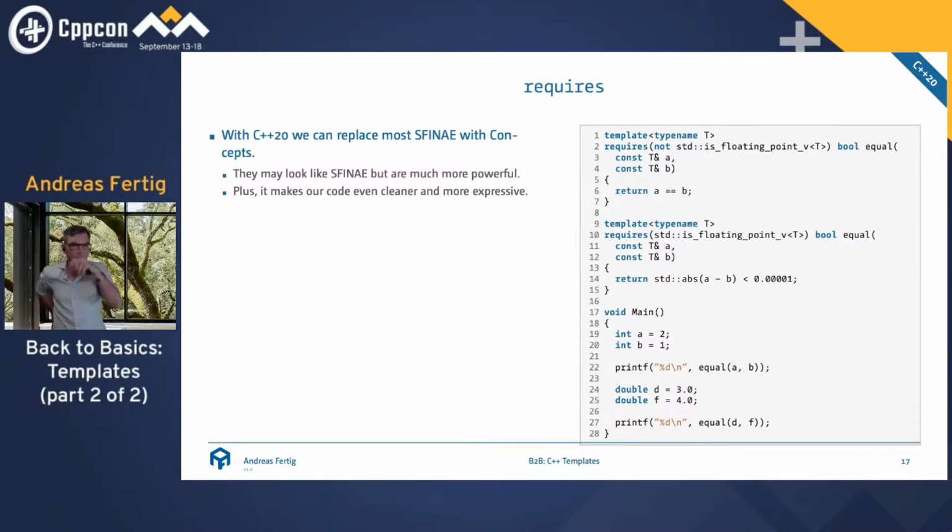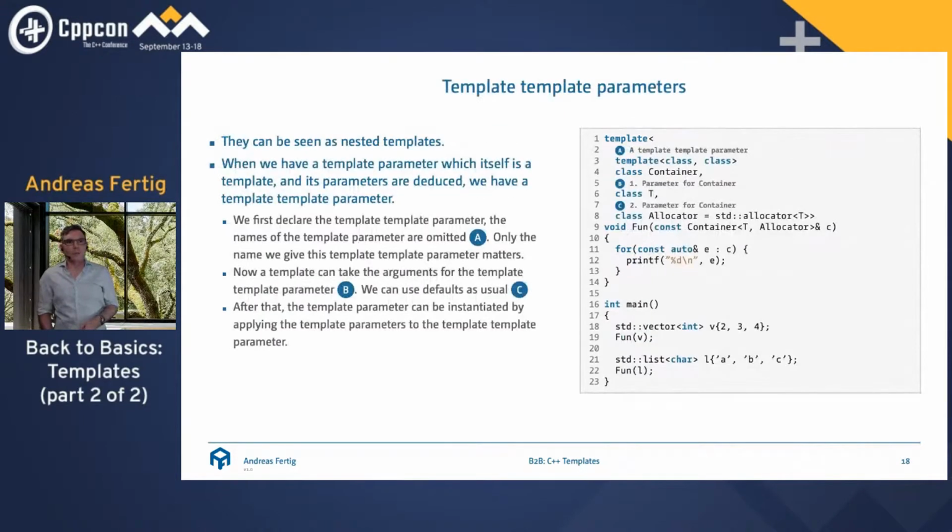And then we have finally template template parameters. You can see them as nested templates. We need them when we need to pass a template to another template. In my case here, I have this function fun that should take a container. It should take any container, but it should be a container. So it should not be a char array, something like this. It should be something like a std::vector or std::list.